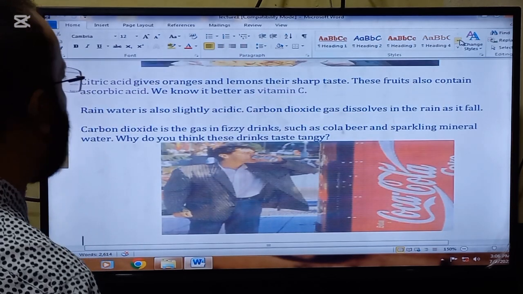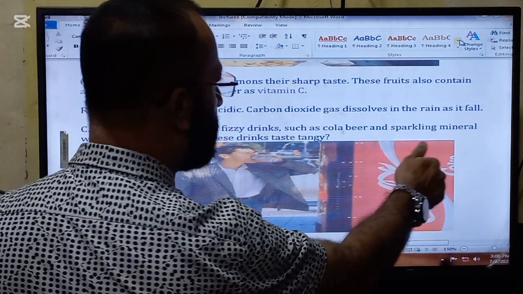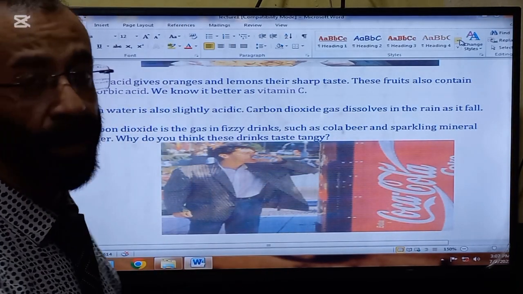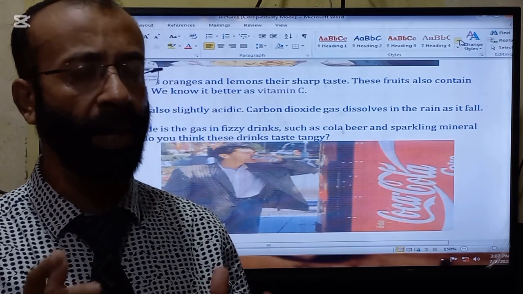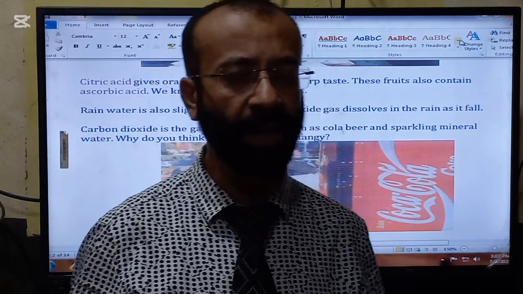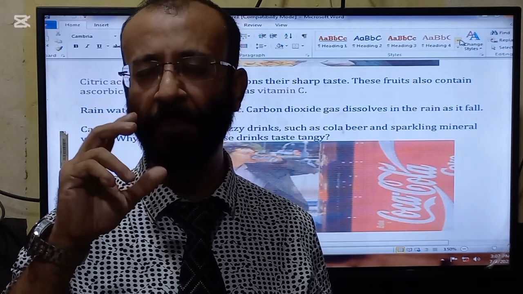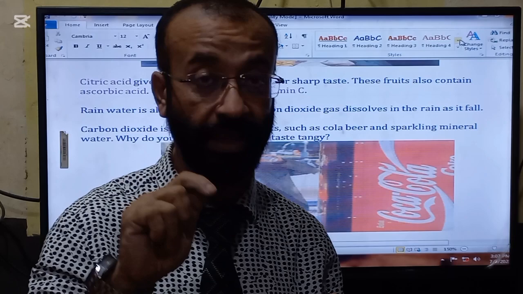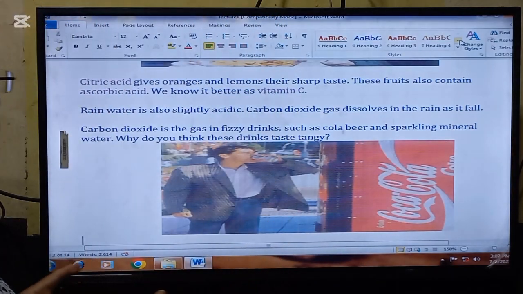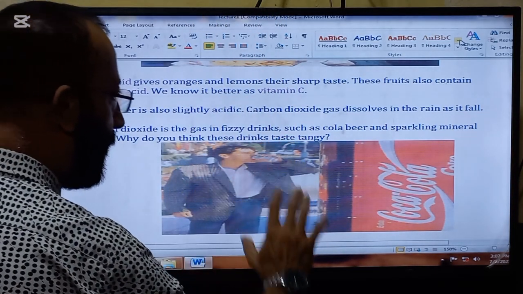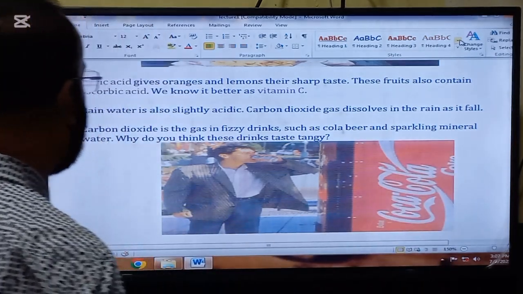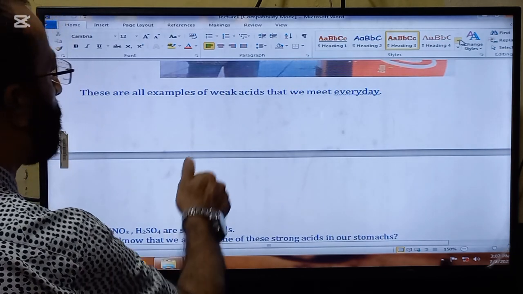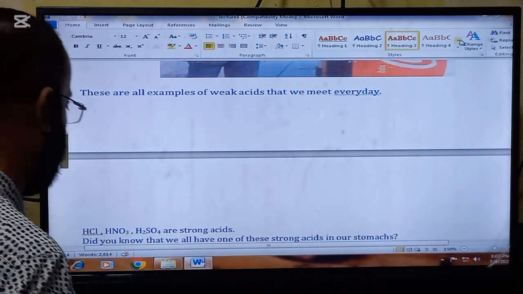Carbon dioxide is the gas in fizzy drinks such as cola, beer and sparkling mineral water. Why do you think these drinks taste tangy? Whenever you drink Coca-Cola or Pepsi or any drink, it has a fizzy feel. So actually they have an acid in them. Cola, beer and sparkling mineral water: these are all examples of weak acids that we meet in everyday life.